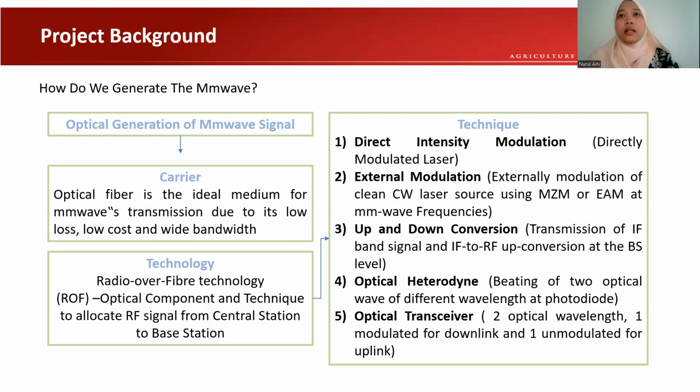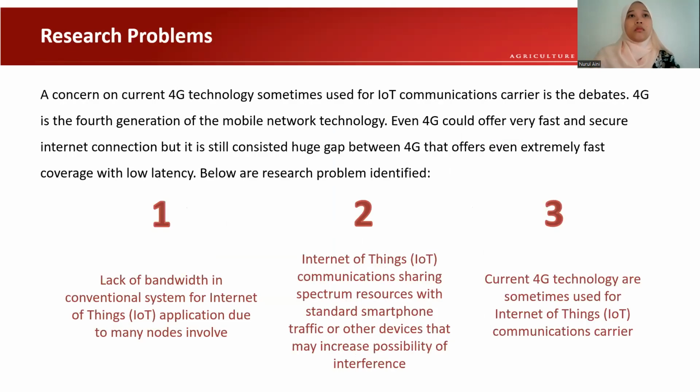Number 1, direct intensity modulation technique. Number 2, external modulation. Number 3, up and down conversion. Number 4, optical heterodyne. And lastly, optical transceiver.